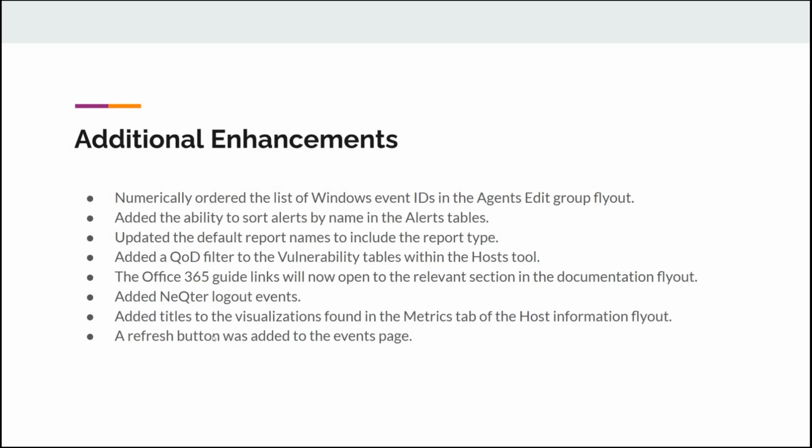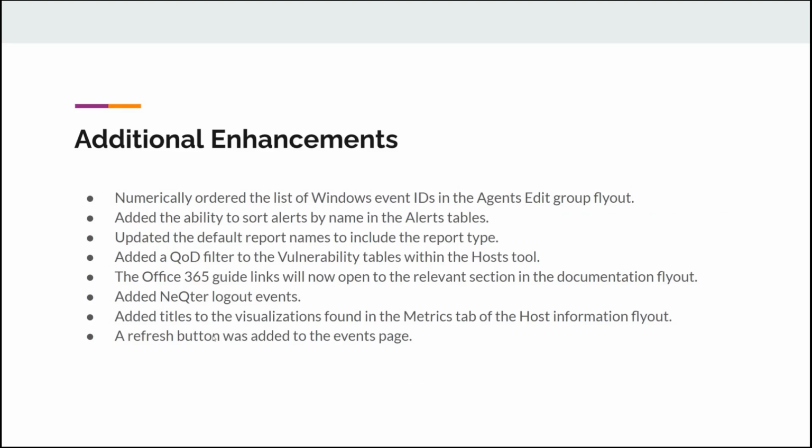One of the things was numerically ordering the event ID list in the agents area. So instead of having them listed by when you added them, they're listed in order of event ID number, which is something that I asked for. Adding the ability to sort alerts alphabetically is going to be an option in the alerts table.